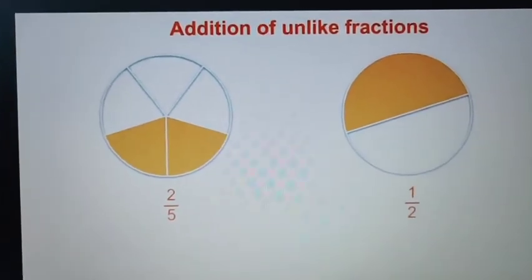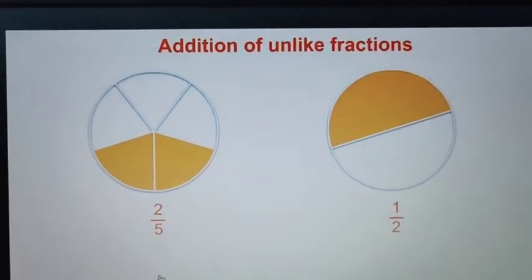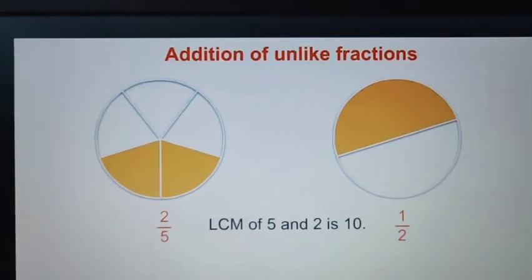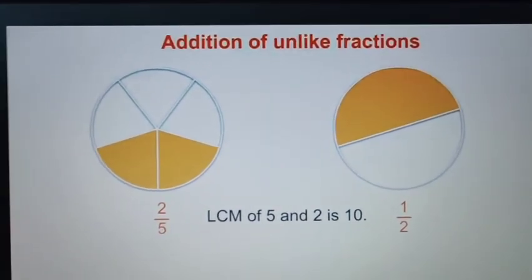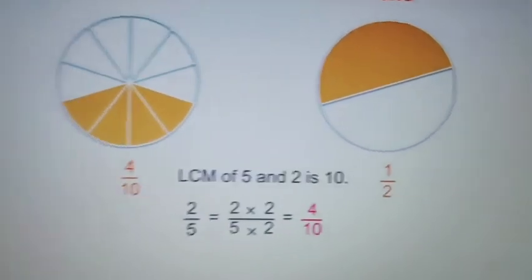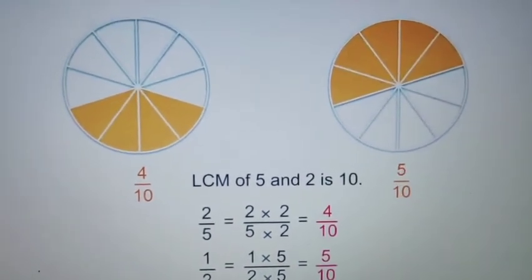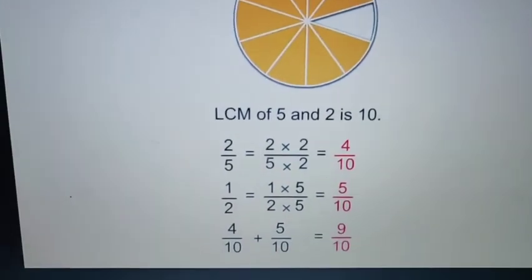Addition of unlike fractions. To add unlike fractions, we first convert them to like fractions. Let's understand this. The LCM of the denominators is 10. We convert the fractions into equivalent fractions with denominator 10. 2 by 5 becomes 4 by 10. 1 by 2 becomes 5 by 10. Now, the two fractions are like fractions and they can be added.